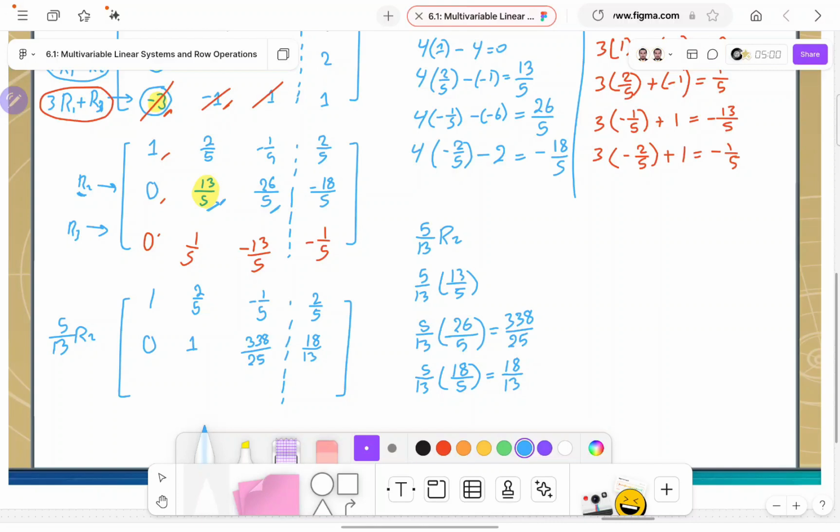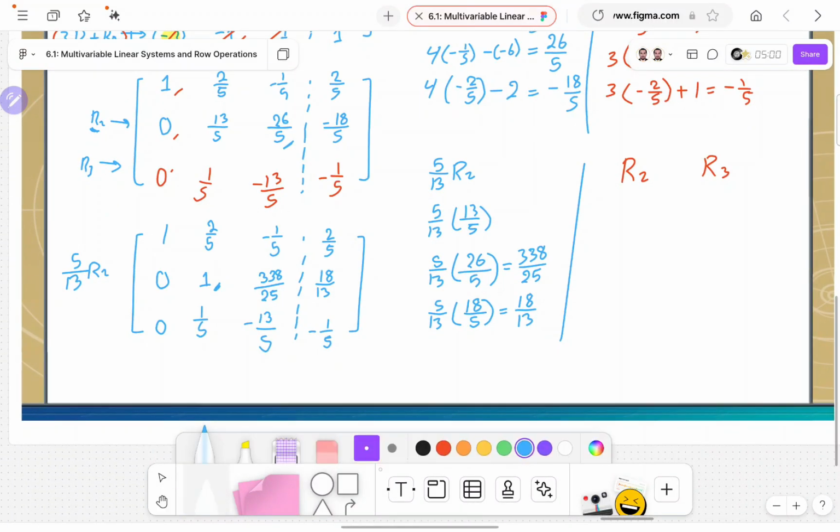Now after I finished converting this value in row 2 to equal 1, as you can see here, I need to make this value equal 0. And to make this value equal 0, as I told you, I need to solve row 2 with row 3. As you can see here, row 3 is 1 over 5, negative 13 over 5, negative 1 over 5.